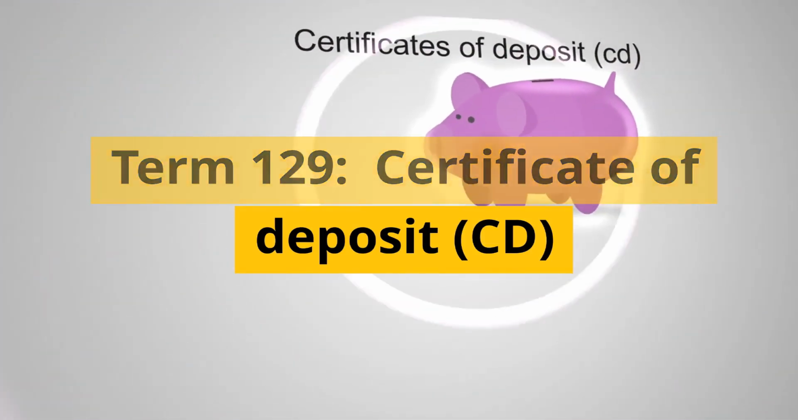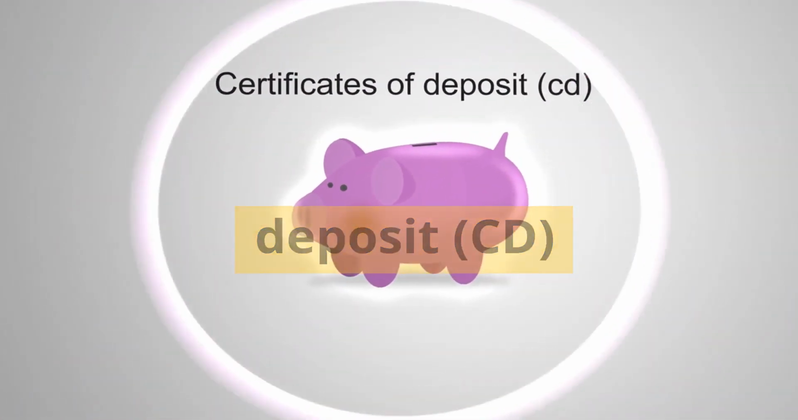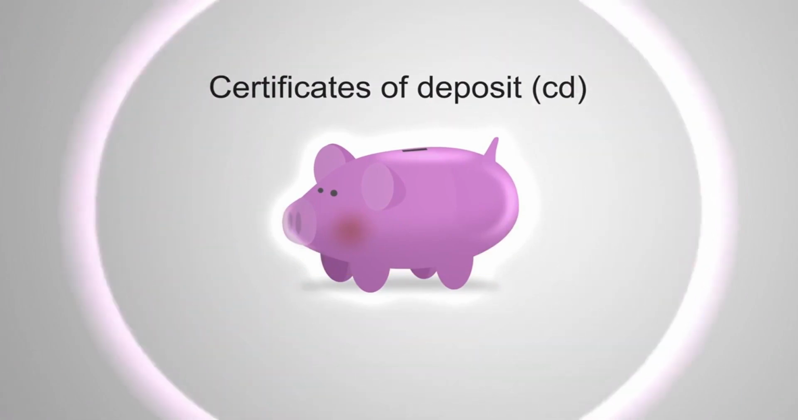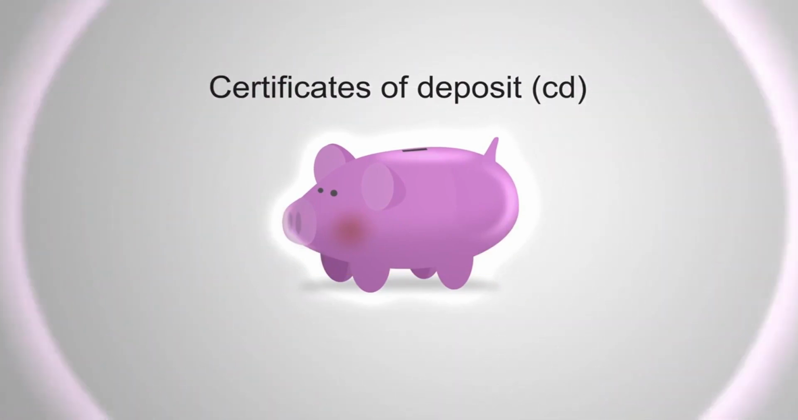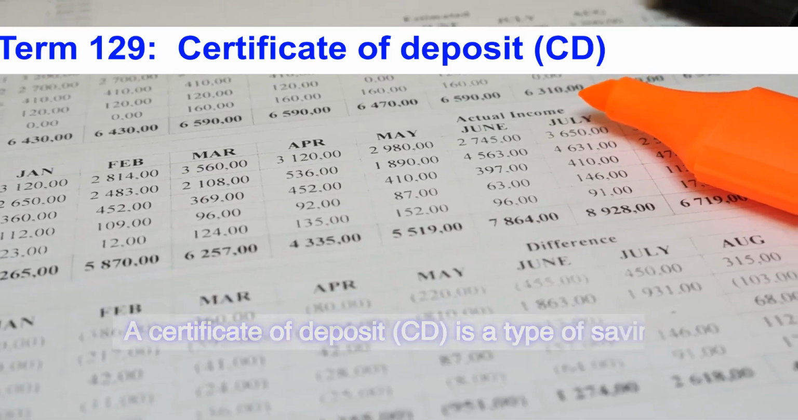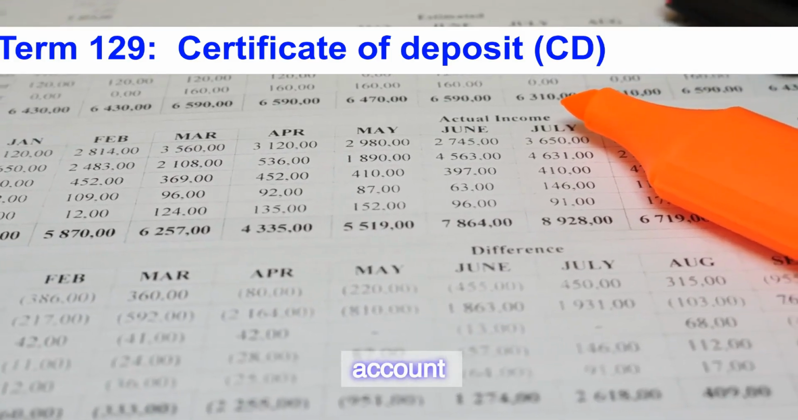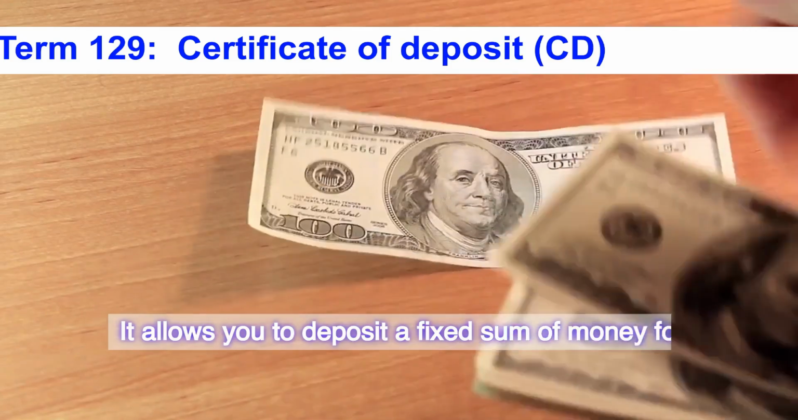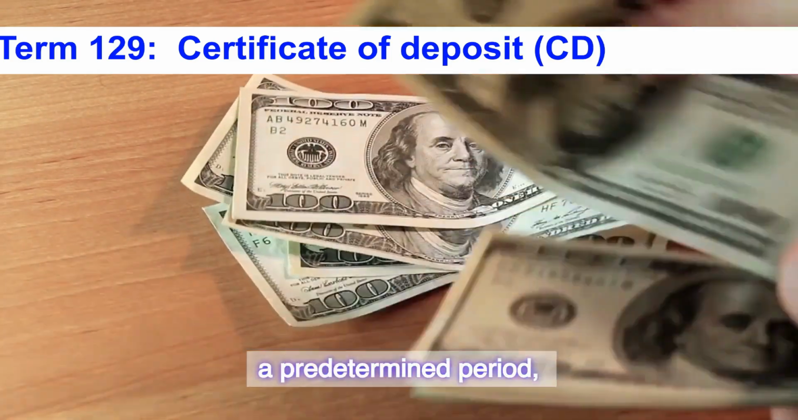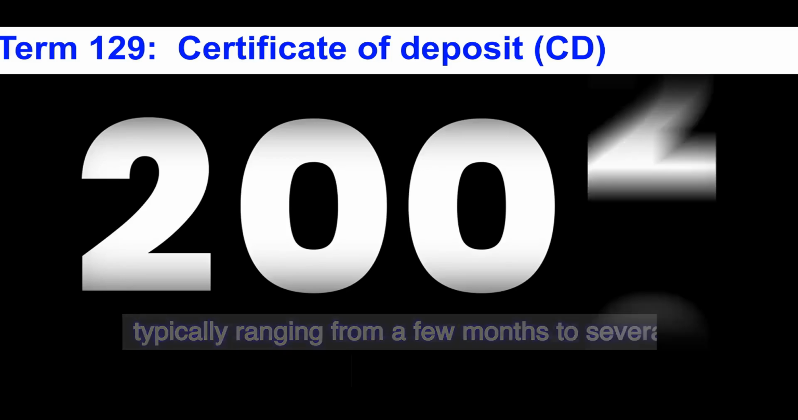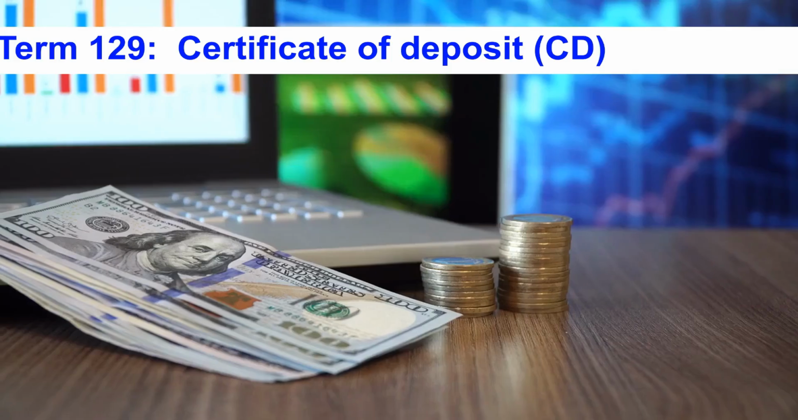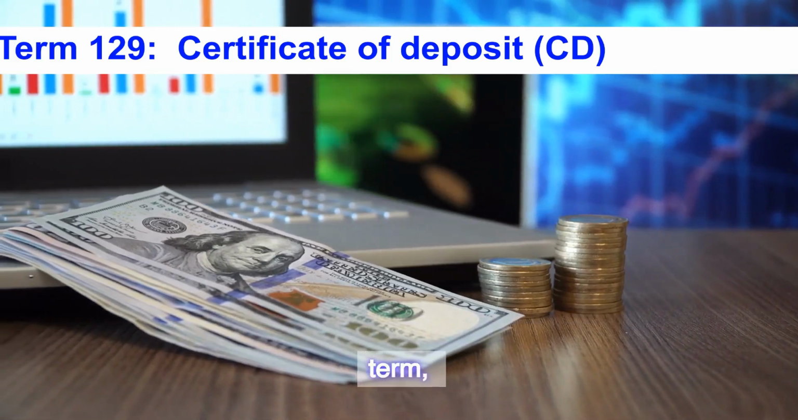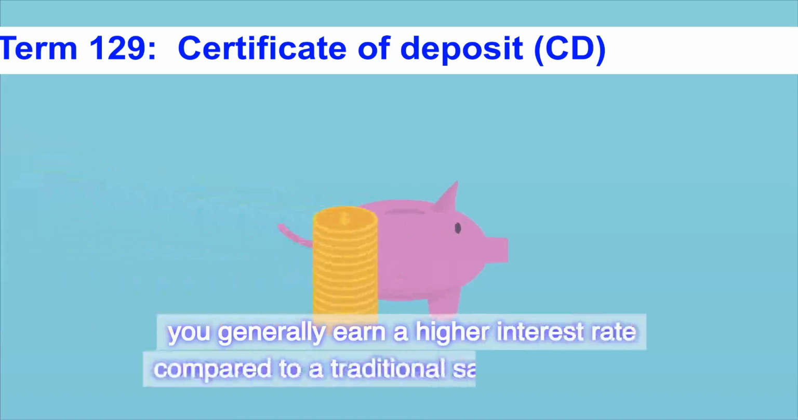Term 129, Certificate of Deposit, CD. A certificate of deposit, CD, is a type of savings account offered by banks and credit unions. It allows you to deposit a fixed sum of money for a predetermined period, typically ranging from a few months to several years. In exchange for committing your money for the term, you generally earn a higher interest rate compared to a traditional savings account.